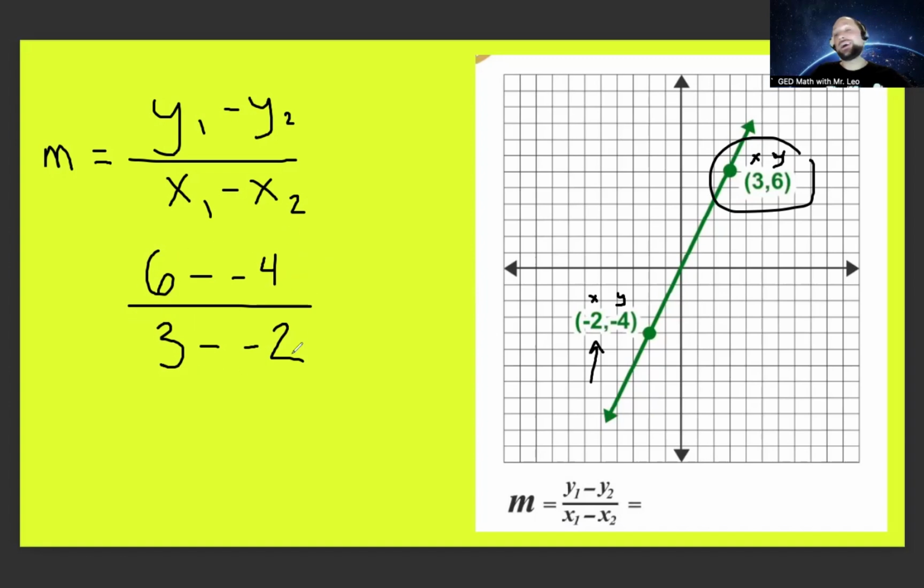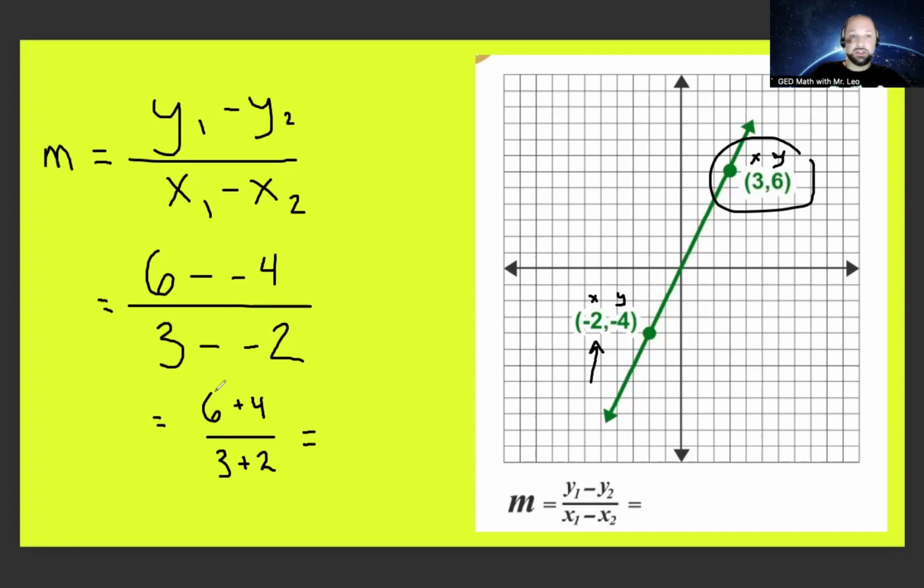Now, we have to apply our negative rules. This is a context where we simplify these double negative signs. If you hate to hate, you're a lover. So this becomes 6 plus 4 on top. And on the bottom, this becomes 3 plus 2. The slope formula definitely requires you feel pretty confident with negatives.